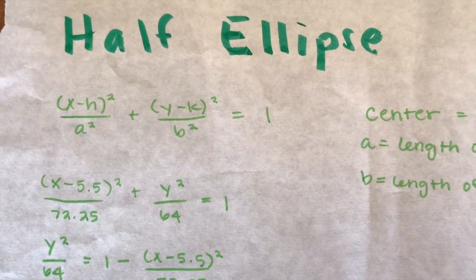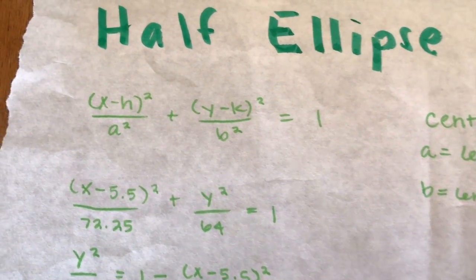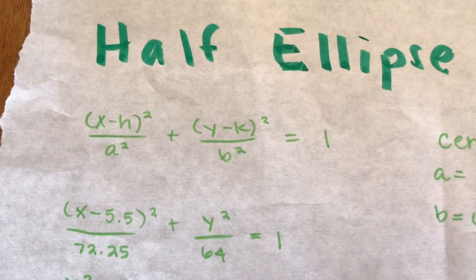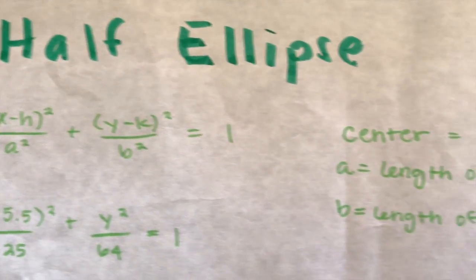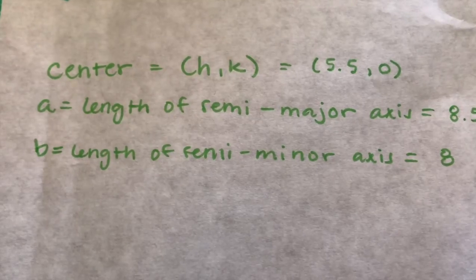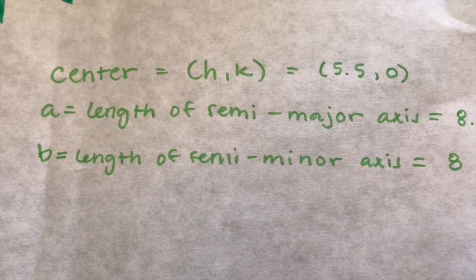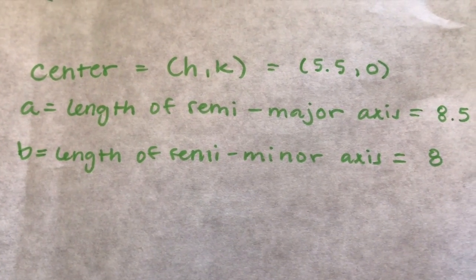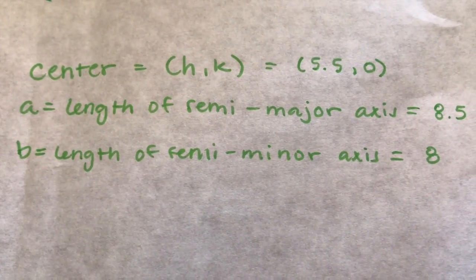Of course, I do, and I know we need to use the half ellipse. For our half ellipse, we have the general equation (x minus h) squared over a squared plus (y minus k) squared over b squared equals 1. We found the center to be (5.5, 0), a, the length of the semi-major axis, is 8.5, and b, the length of the semi-minor axis, equals 8.